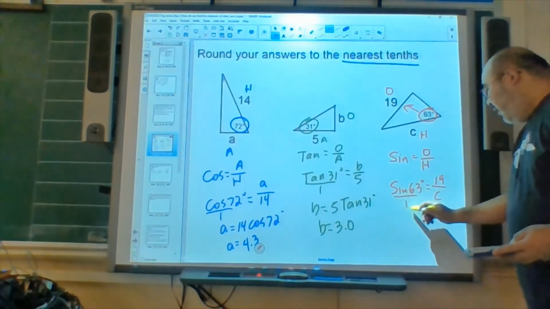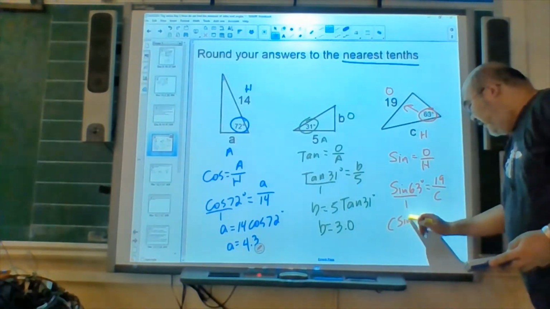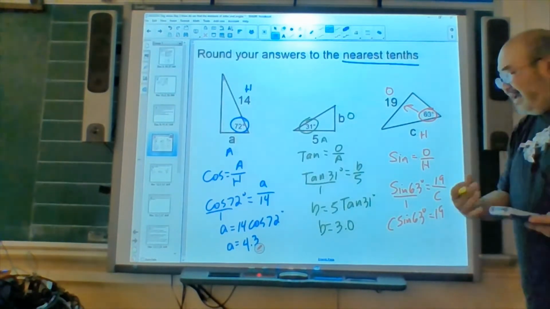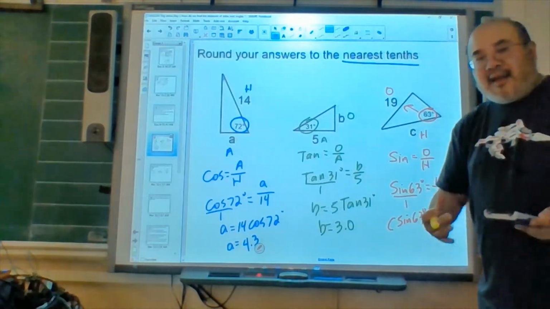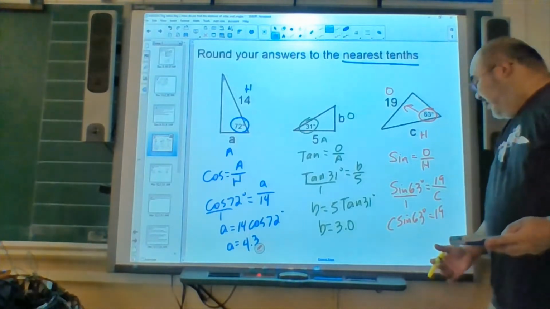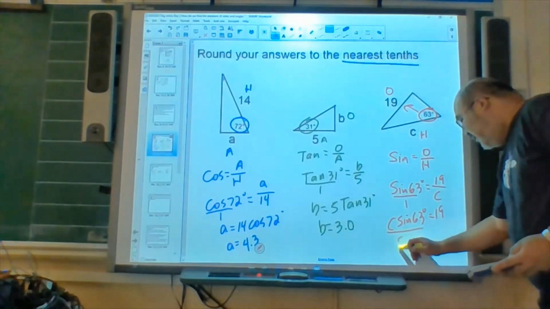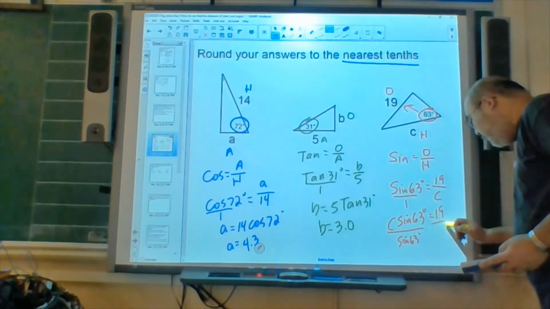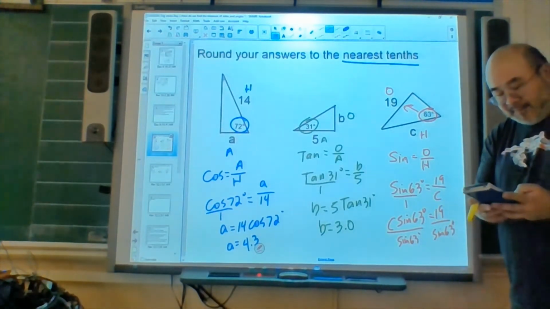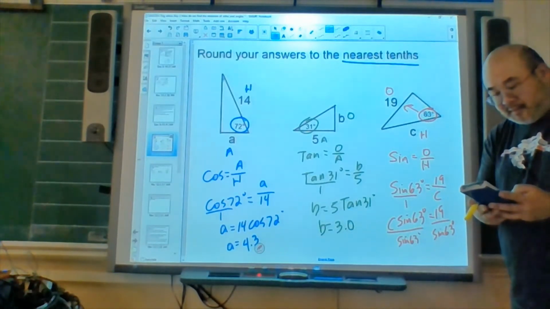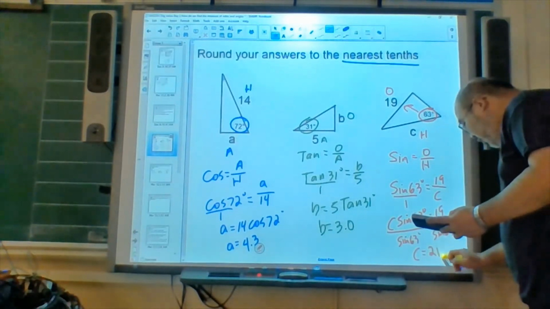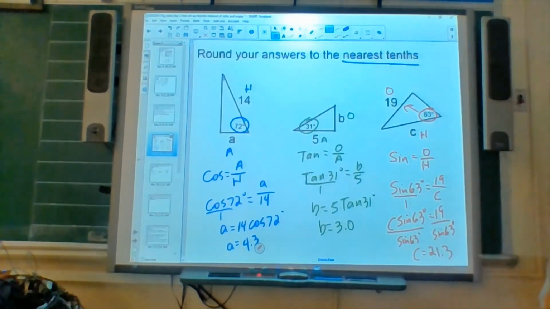Now we're going to cross multiply, and we get C sine of 63 degrees equals 19. And sine of 63 and tan of 31 and cosine of 72 are numbers that we can add, subtract, multiply, and divide. So we can actually divide both sides by the sine of 63. On your calculator, you will type in 19 divided by sine of 63. And we'll get, in this case, the C value to be 21.3.